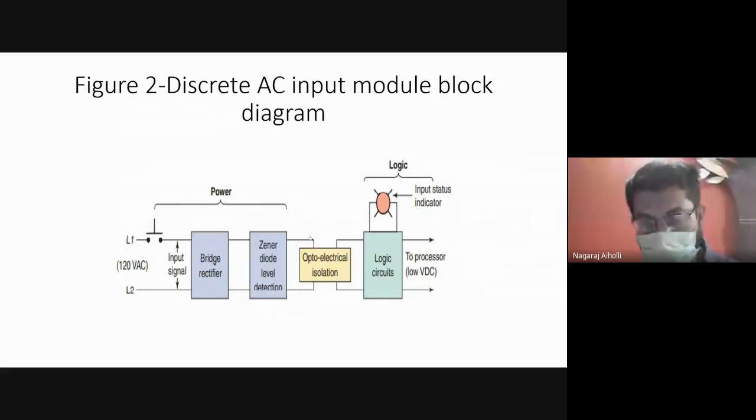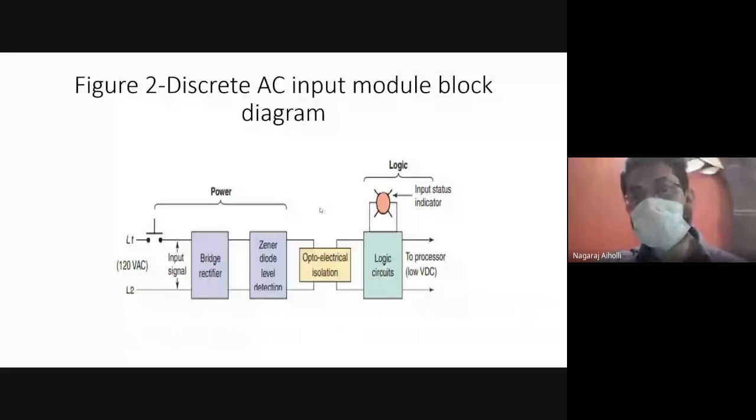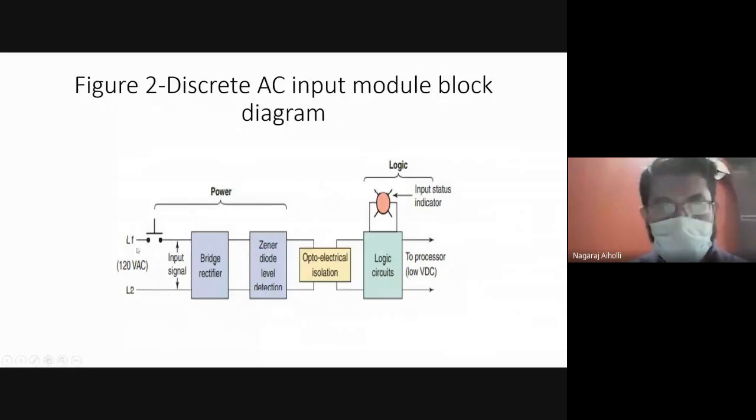The logic circuit will turn on the LED. So, based on the input voltage that we are applying, finally the LED is turned on. What does it indicate here, students? The status of the LED indicates that the input voltage has been applied. If the input voltage has been applied, the LED is on. If the input voltage is not applied, the LED is in the off state.